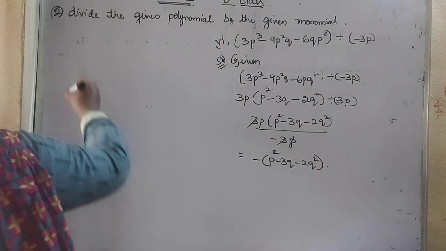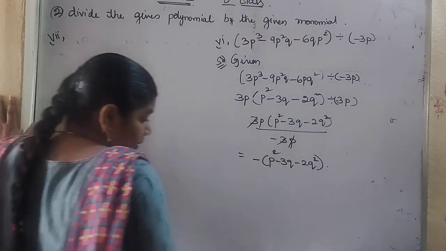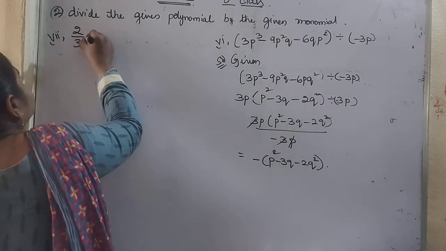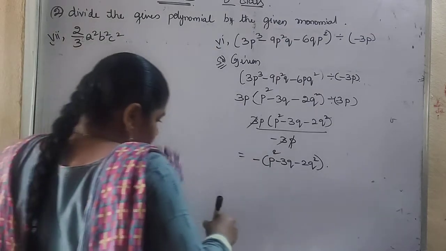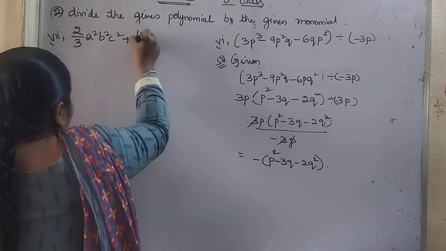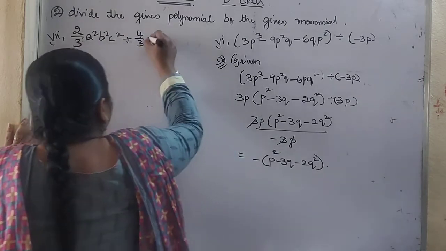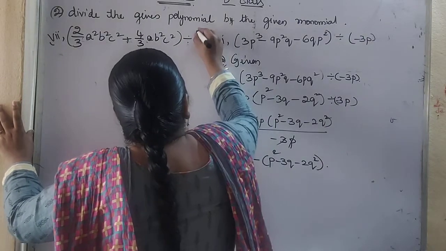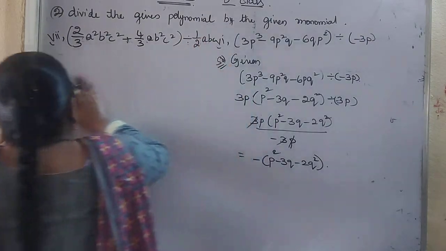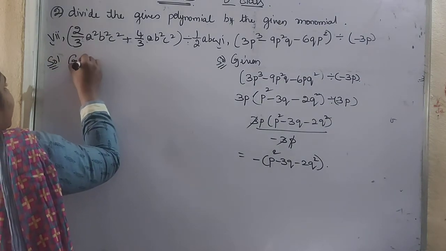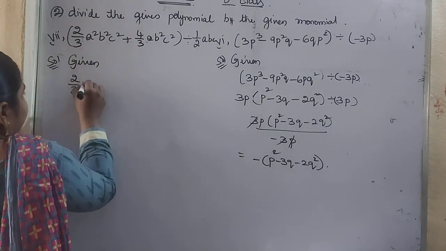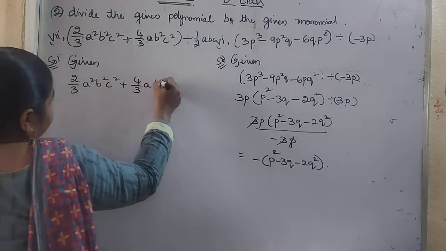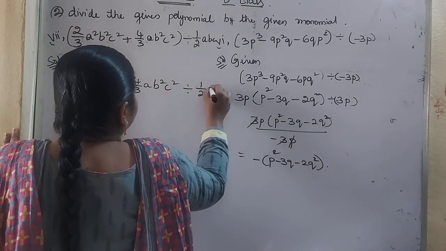So the 7th one, that is 2 by 3 a square b square c square plus 4 by 3 a b square c square divided by 1 by 2 a b c. So what is the given value? Given is 2 by 3 a square b square c square plus 4 by 3 a b square c square divided by 1 by 2 abc.